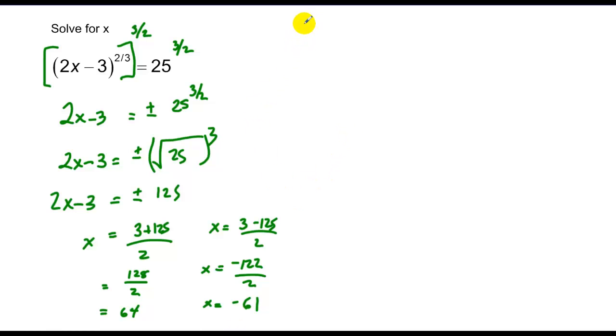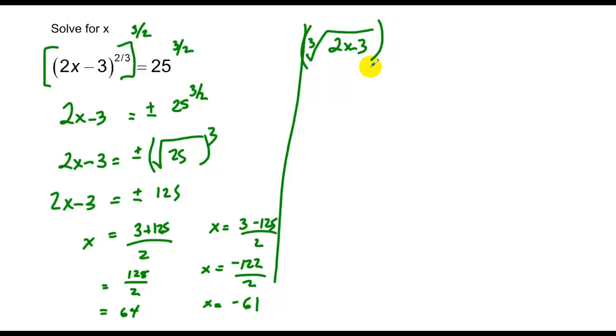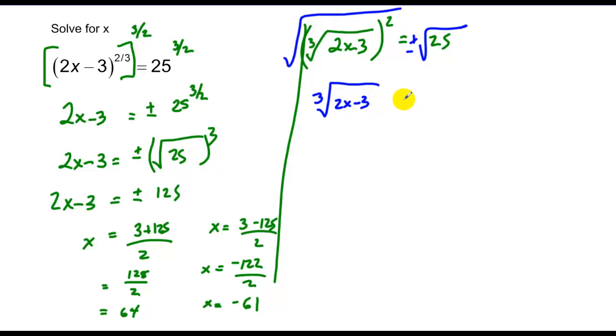So I said I'd show you why we need that plus or minus. If I chose to write this in radical form from the beginning, that's the cube root of 2x minus 3 squared is equal to 25. So if I want to get rid of that squared term, I'd have to square root both sides, and when I square root both sides, we've got to take the plus or minus. So there's where that comes in. I still have a cube root here. 2x minus 3 equals plus or minus 5.